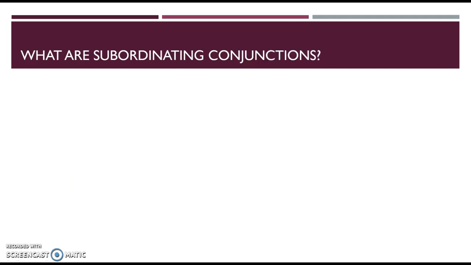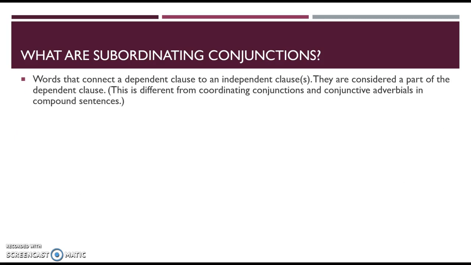So what are subordinating conjunctions? Subordinating conjunctions are words that connect a dependent clause to an independent clause. They are considered a part of the dependent clause. This is different from coordinating conjunctions and conjunctive adverbials in compound sentences, because coordinating conjunctions and conjunctive adverbials are considered separate from the independent clauses. So here are a couple of examples.